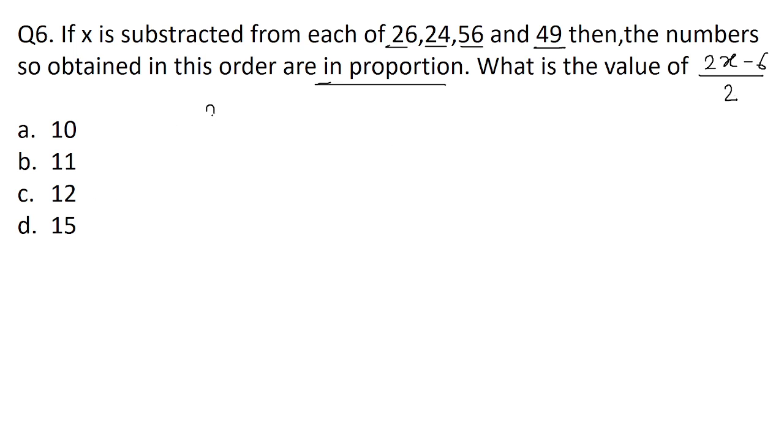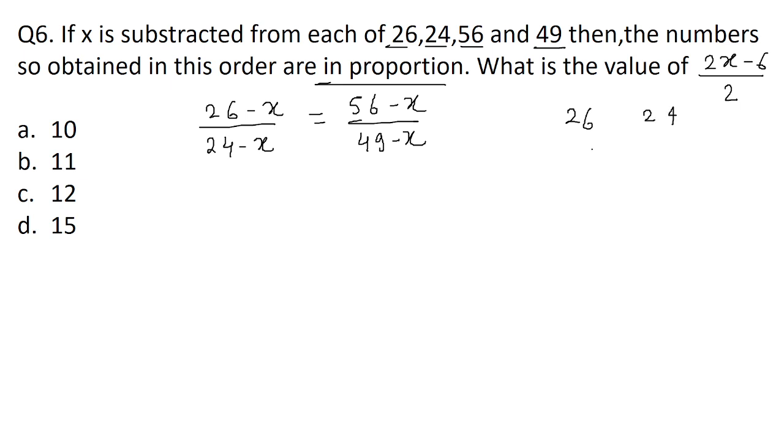Look here. 26 minus x. Okay, why? Because we are subtracting x from each here, and we have to find the ratio of it. So 24 minus x is equal to 56 minus x upon 49 minus x. If I look at the given numbers over here, 26, 24, 56 and 49, what is the difference, guys? The difference between the first two numbers is 2. Yes, and the difference between 56 and 49 is how much? It is 7. So simply multiply this.